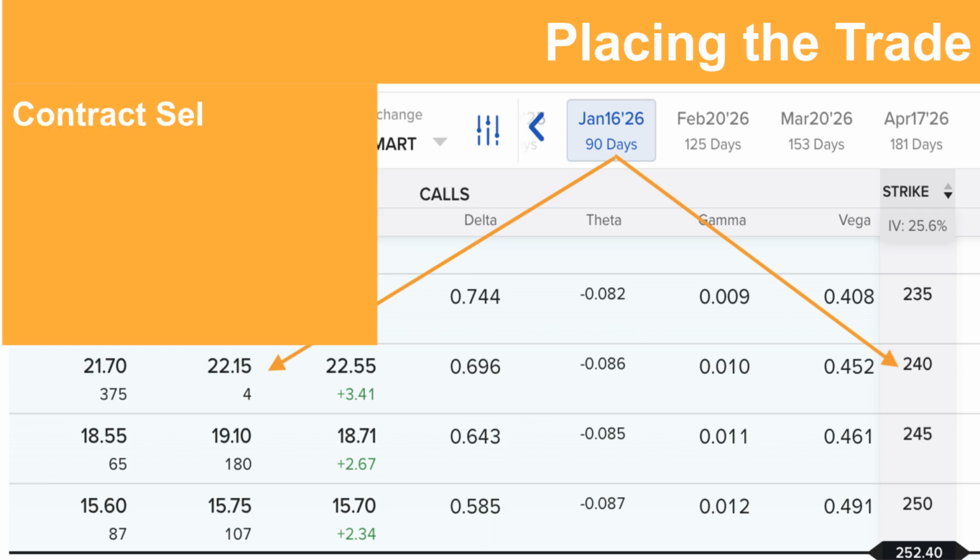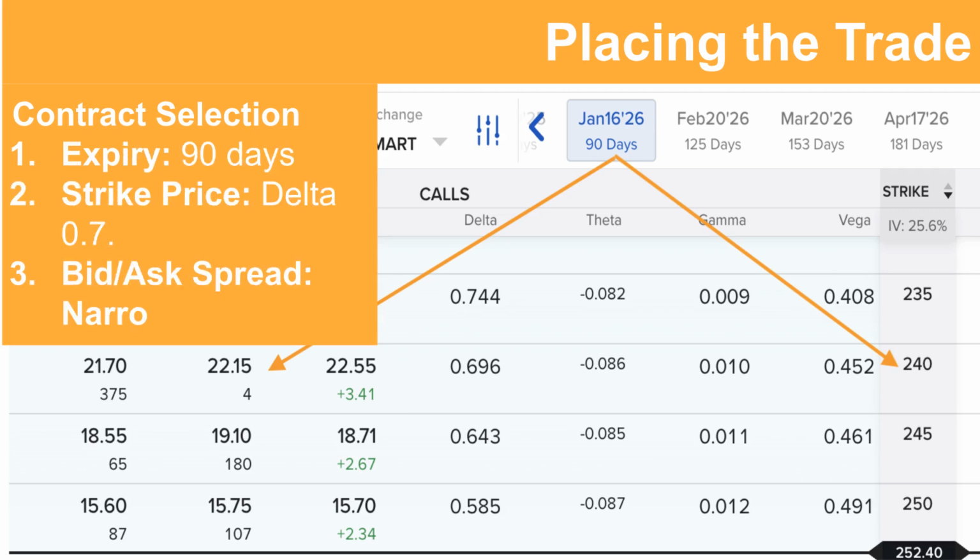So as a rule of thumb for you guys when buying call options, try and pick expiries with about 90 days or more. The reason for that is we want to avoid that Theta decay trap that we spoke about in an earlier video. Pick strike prices that have a delta of 0.7. So they're going to be in the money. They'll be slightly more expensive, but you will have a better chance of having some sort of value at expiry if you do that.